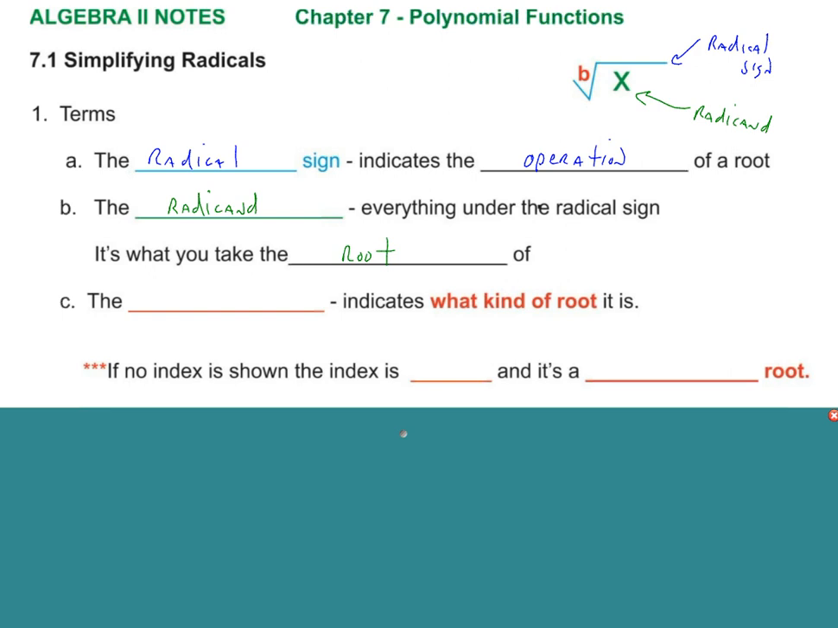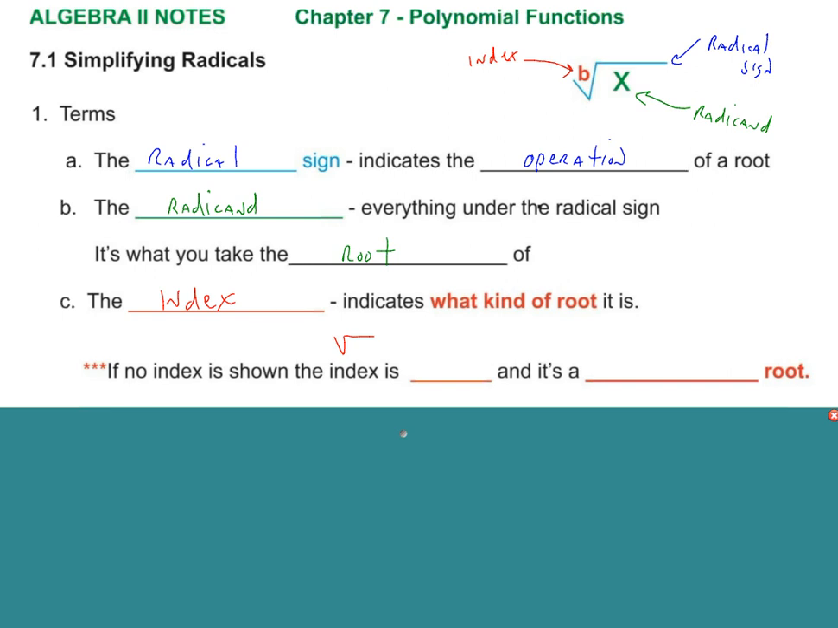Now, don't neglect what might be in the crevice of the radical sign, because what's in the crevice is called the index. So C here is the index, and remember the index tells you what kind of root it is. The reason a lot of people say the symbol is a square root symbol is that if no index is shown, okay, there's no index shown.